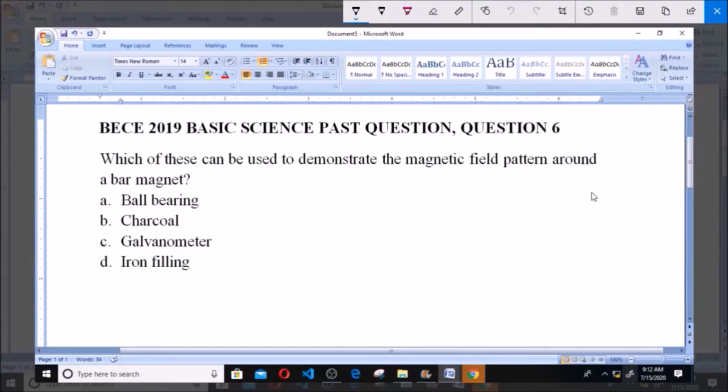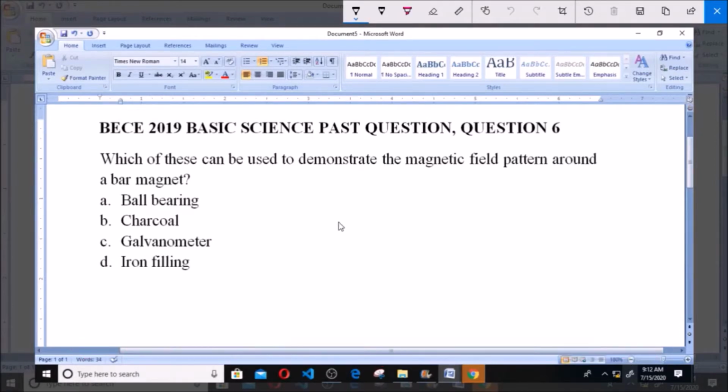Hello, good morning. So today we're going to be taking BECE 2019 Basic Science Past Question, question 6. Which of these can be used to demonstrate the magnetic field pattern around a bar magnet? A. Ball bearing, B. Charcoal, C. Galvanometer, and D. Iron filing.